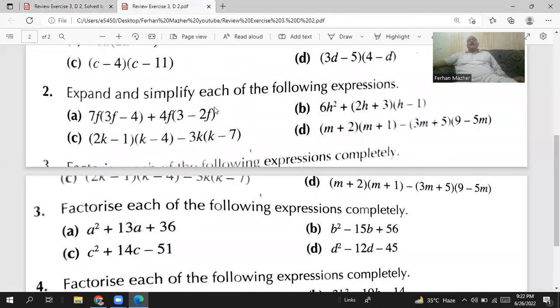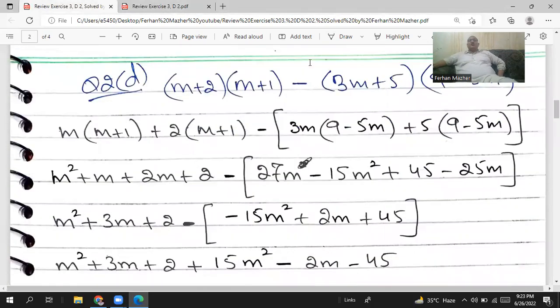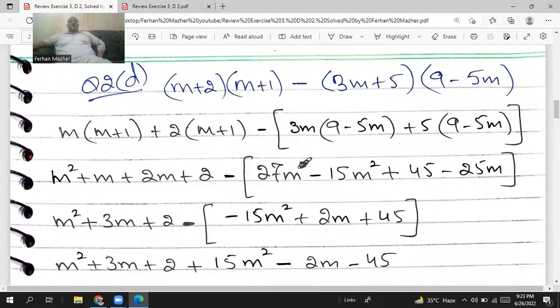It's the C part. Then we have question number 2 and its D part. Here we have two brackets multiplying, and here we have a negative sign, and then these two brackets multiplying with each other. So due to this negative, I will put a square bracket here, and then I will do it the usual way. So let me show you how this is done. Okay. So on your screen, you can see when I multiply m with this m plus 1 bracket, then plus 2 will multiply with the m plus 1 bracket. Due to this negative, because the negative will change all their signs, I will put this negative out. I will put a square bracket here.